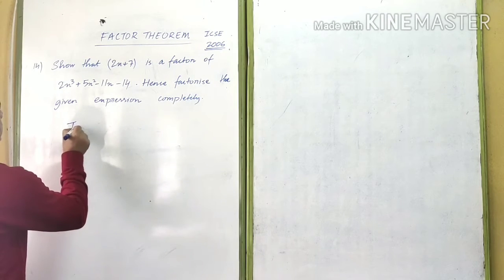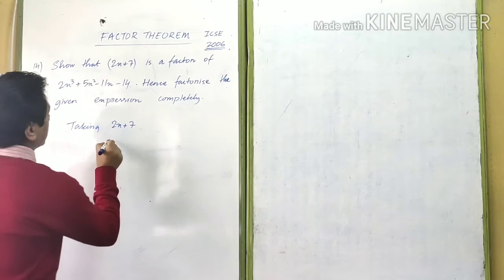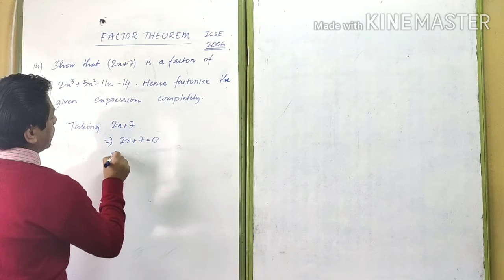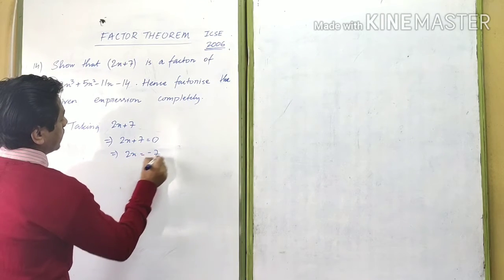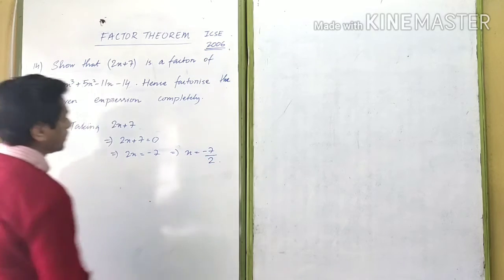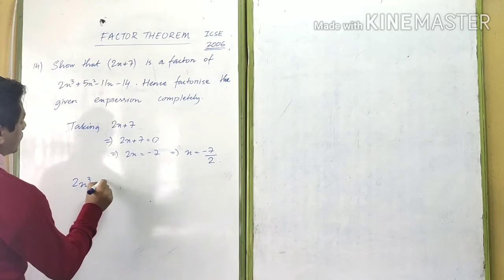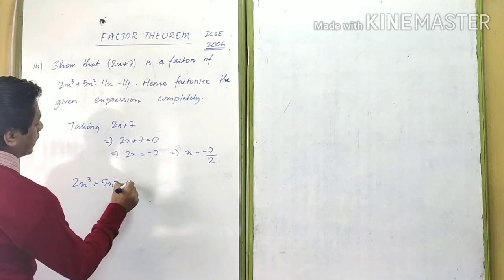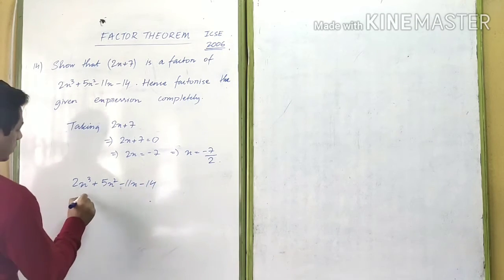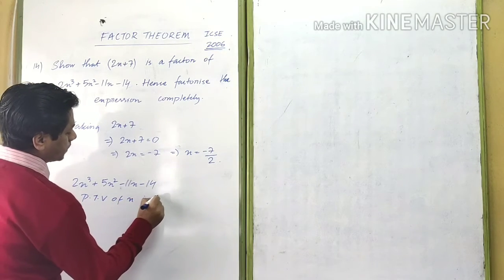Taking 2x plus 7, 2x plus 7 equals to 0. 2x equals to minus 7. And x becomes minus 7 by 2. Now we are going to copy the expression 2x cubed plus 5x square minus 11x minus 14. We put the value of x in the expression.